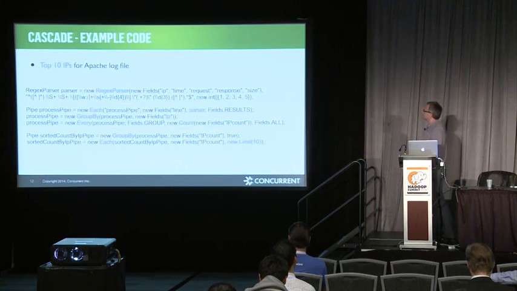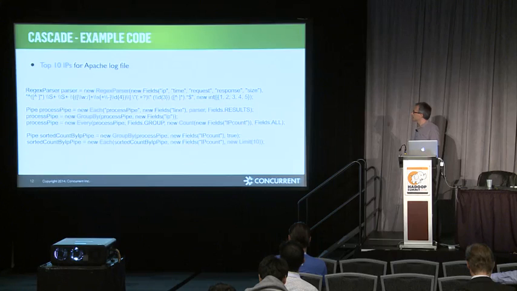So this is what it looks like. For instance, this is some code to do a top 10 IPs for an Apache log file. This is the Java flavor. Java is typically a little more cumbersome than if you were to do that in Scalding. It's a bit more verbose. But here you can see that we're defining a regex parser function. We're going to parse that file into IP, time, request, response, and size, because these are the fields available in a standard Apache log file.